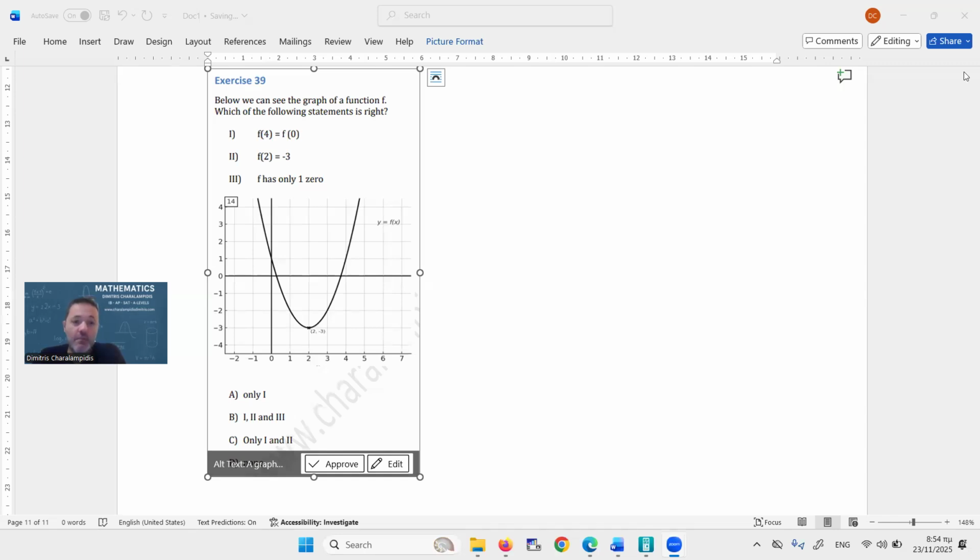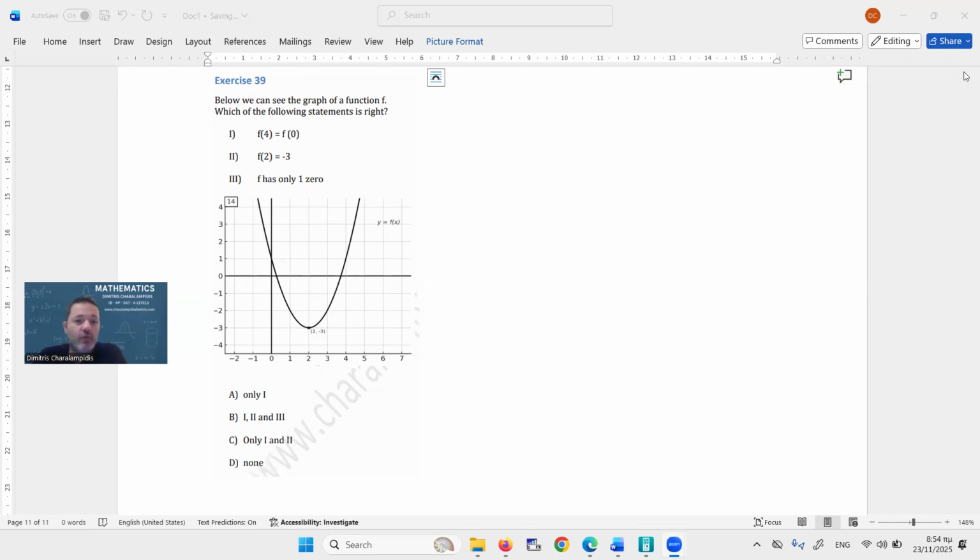Exercise 39. Below, we can see the graph of the function f. Which of the following statements is right? Okay, let's see. f of 4 is f of 0. f of 4 means the value of f when x is 4. So I'm going to the graph and I can see here that f of 4 is equal to 1.